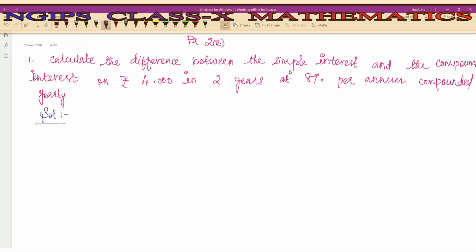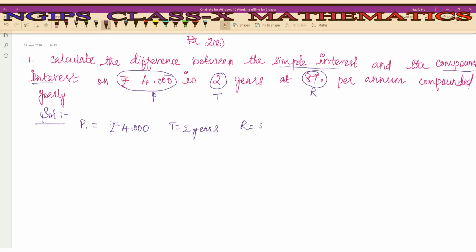Solution: we need to find the difference between the simple interest and the compound interest. They have given here the principal is equal to rupees 4,000, the time period is 2 years, and the rate of interest is 8%. I'm going to take the time as 2 years directly here, because here we are finding simple interest.